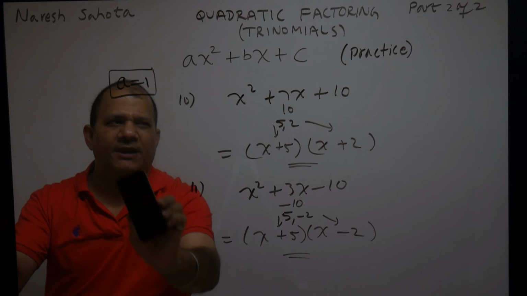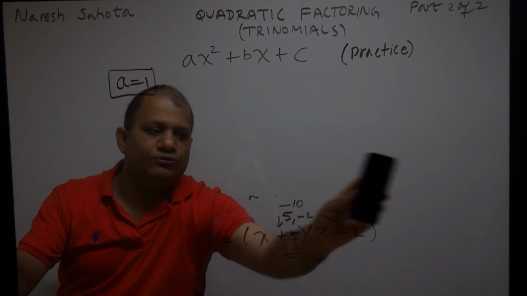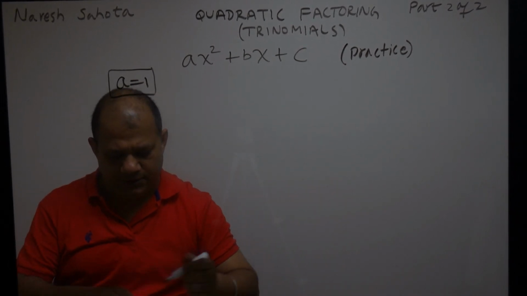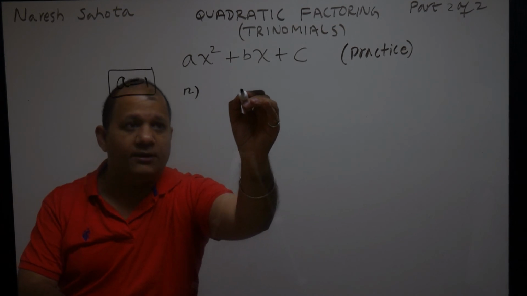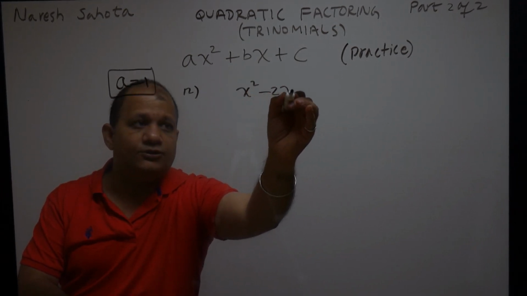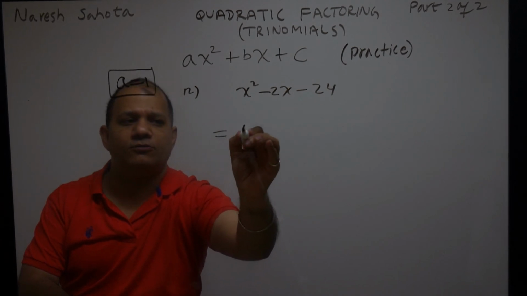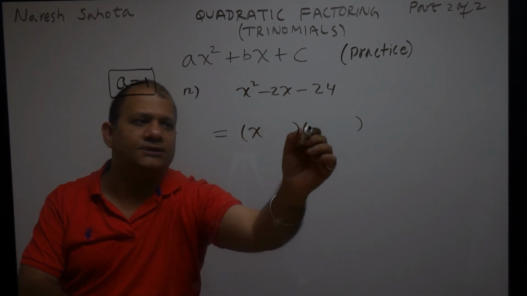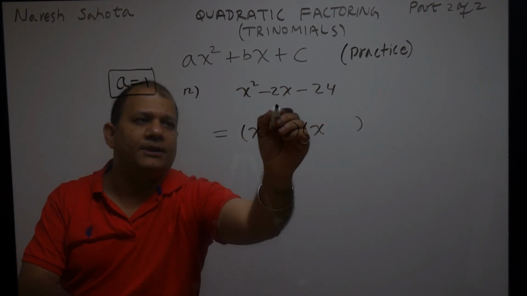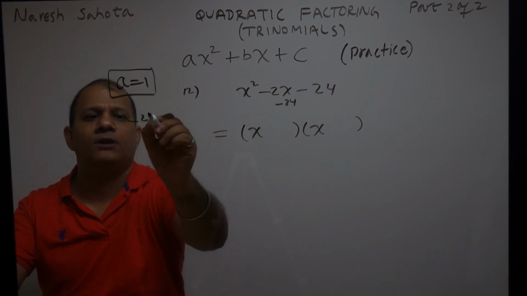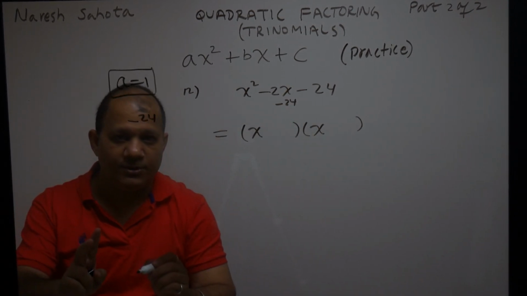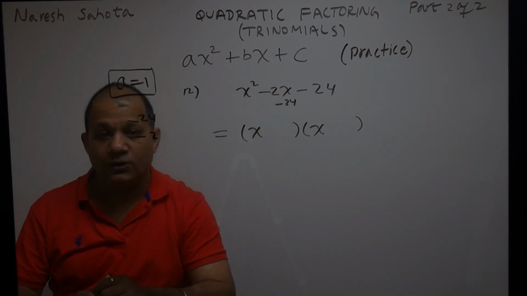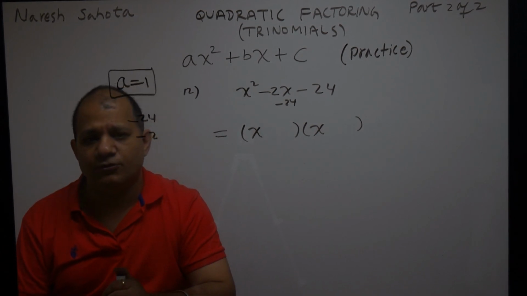Okay, so I think I have time to do another 1 or 2 questions. That was 11. Now let's look at number 12. x squared minus 2x minus 24. The first question, is it quadratic? Is it trinomial? And the answer is yes. So two sets of brackets, x and x. Copy the last term, negative 24. Now we want to find two numbers that multiply to give us negative 24 and add to give us negative 2. So, factors of 24.